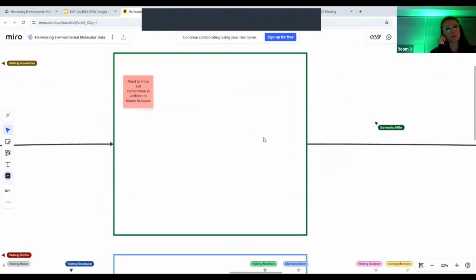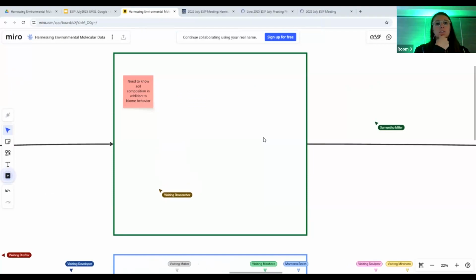Okay, so we'll do a little more discussion now since Kelly kind of kicked us off. So we've got this, I think you can maybe read that: need to know soil composition in addition to biome behavior. Does somebody want to talk a bit about maybe the science question with that, and a bit about the challenges they face?